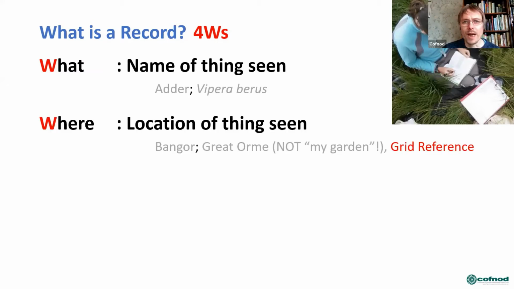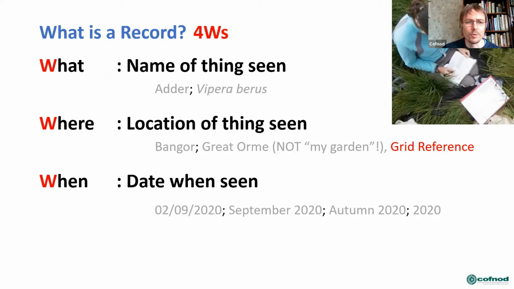Then, of course, you need to know where it is. So, the location where you've made this record. So, Bangor, Great Orme. Don't put something like my garden, because that's a meaningless site name to anyone but yourself. And obviously, if you've got a grid reference, put that in as well. You can derive grid references from a number of methods, so you'll see later in the course how best to achieve that.